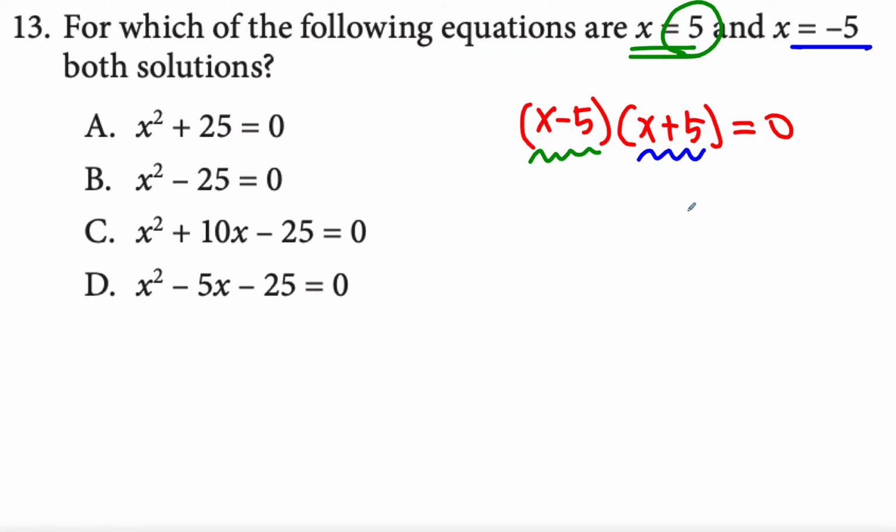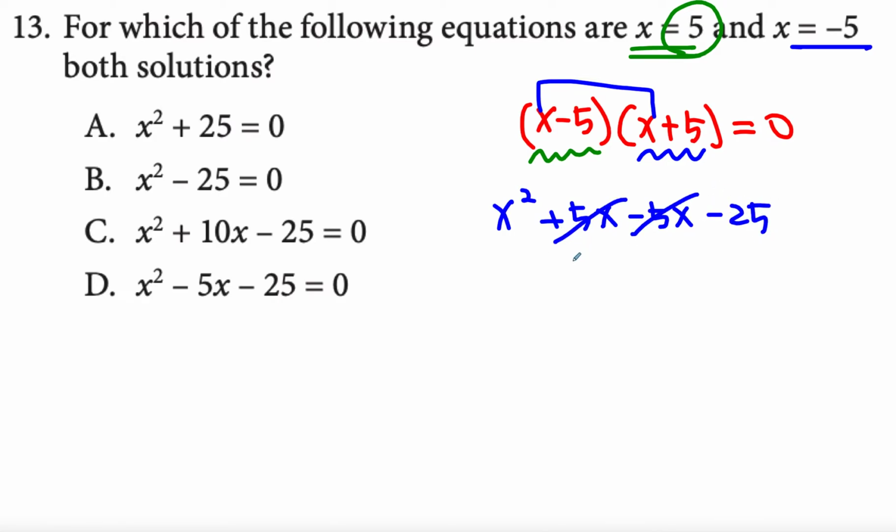So in this case, when I multiply these two things out, this is x squared, because I multiply these two. Next, 5x. The next one is negative 5x. The last one is negative 25. As you can see, these two cancel away. So we have x squared minus 25, which is choice B becomes the answer.